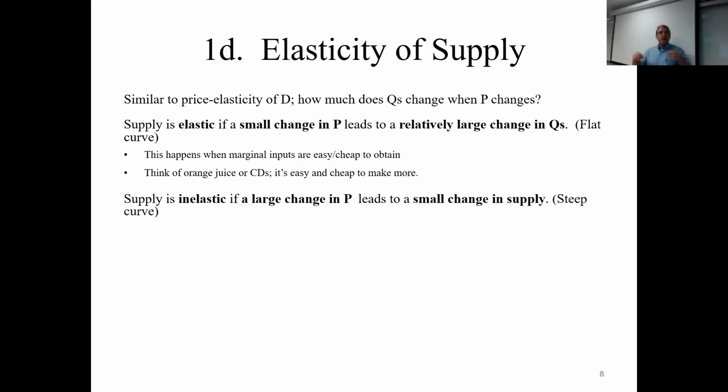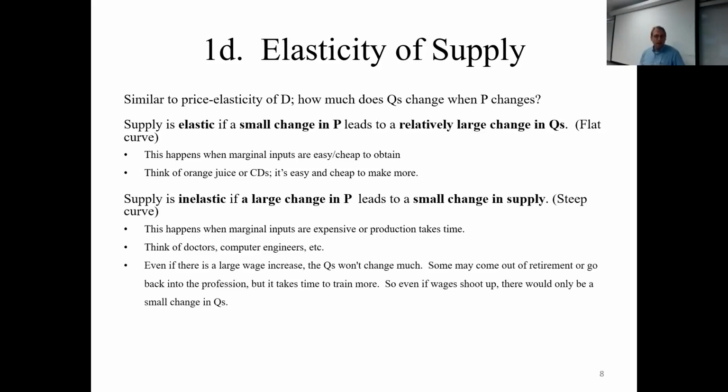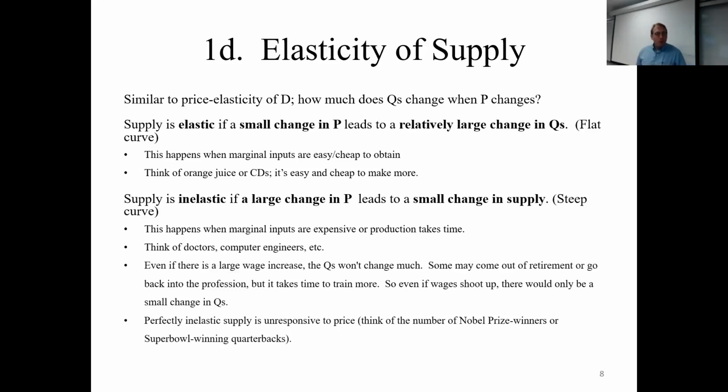Unlike CDs, the marginal cost of a new doctor is really big. We're talking tens of thousands of dollars, if not hundreds of thousands of dollars. So that's going to mean that this is a case when marginal inputs are expensive or production takes a lot of time. So I just mentioned doctors, computer engineers, et cetera. And then there's an extreme example, which is called perfect inelasticity. That means that no matter how much the price changes, there will not be any change in the quantity supplied.